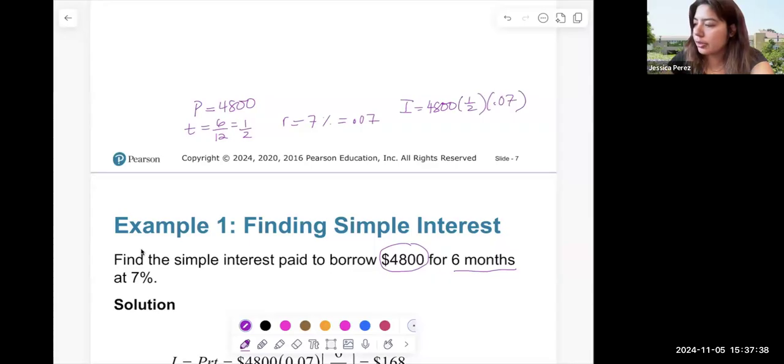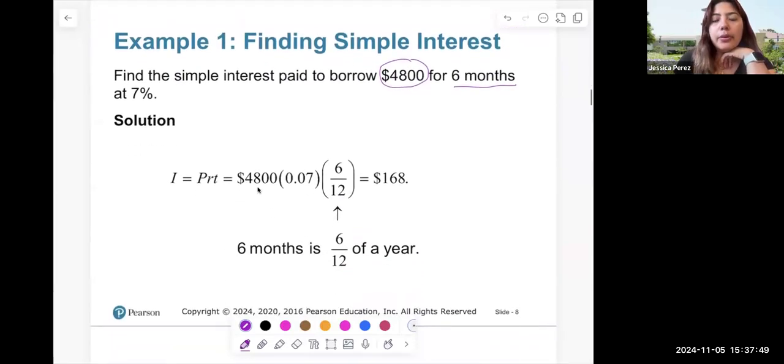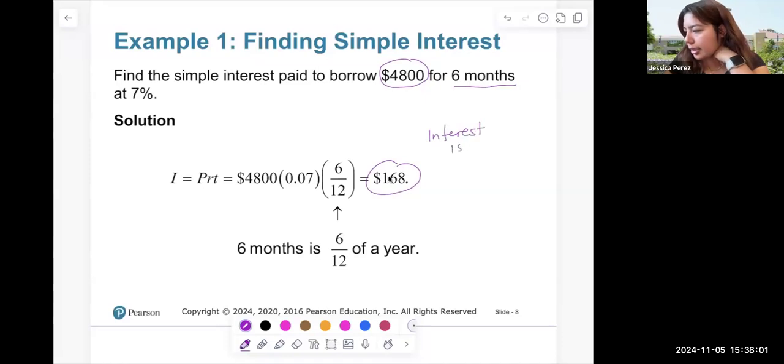When we punch this into our calculator, Calculate 84, and round to 2 decimals: 4,800 times 0.07 times 6 over 12, we get 168. So the interest that needs to be paid is 168 additional dollars. When you pay it off, it's going to be the amount that you borrowed plus that interest.